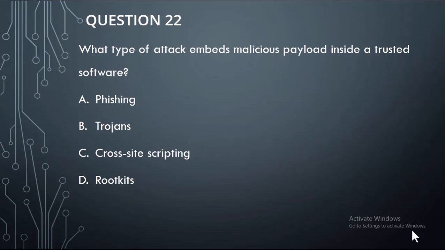Question 22. What type of attack embeds a malicious payload inside a trusted software? A. Phishing. B. Trojans. C. Cross-site scripting. D. Rootkits. The answer here is option B. A Trojan is a type of attack that embeds a malicious payload inside a trusted software. So it comes disguised as a software that is useful, but once you install it on your system, it embeds the malicious payloads and attacks your system.